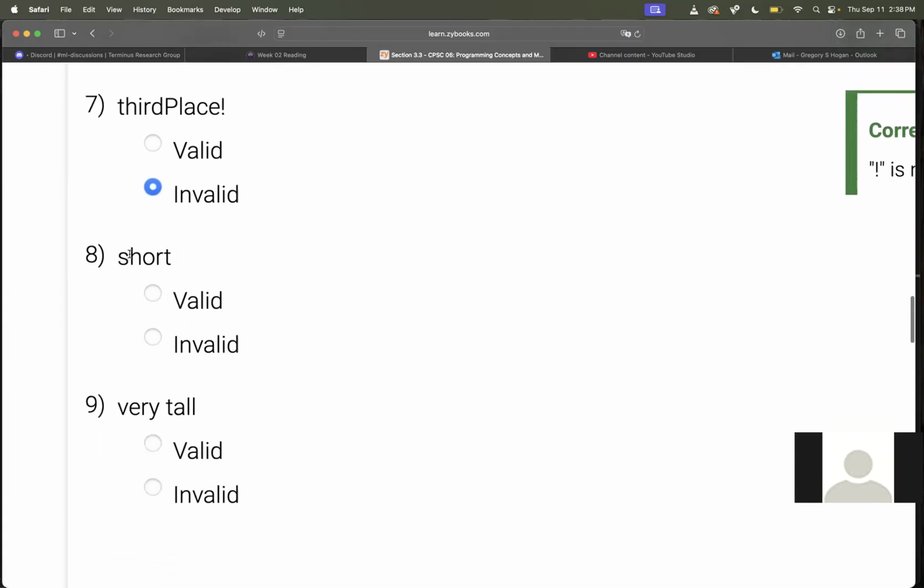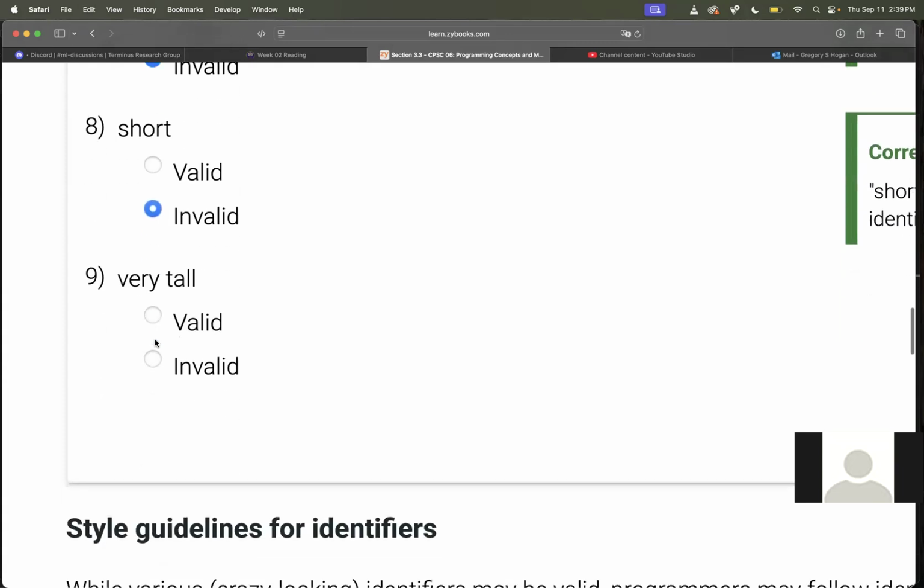Can we name a variable short? No. We're not allowed to name variables with names that are already something in Java, and short is already something in Java. We'll have a list down below, but this is not allowed. Could you name a variable very tall? No, you're not allowed to have spaces in names.